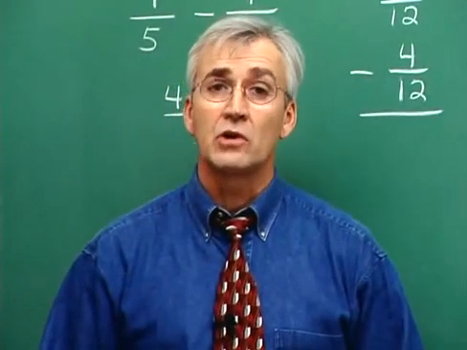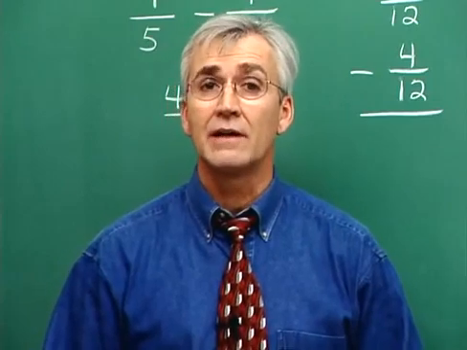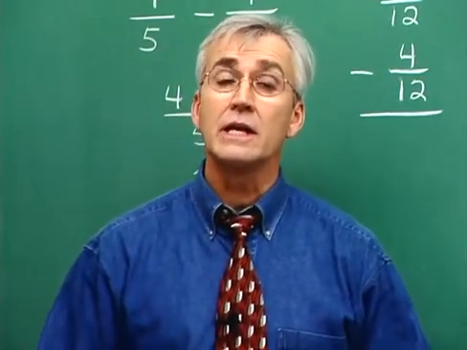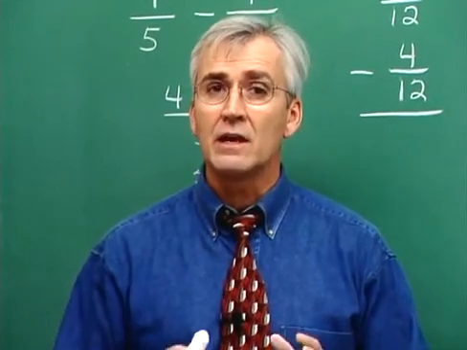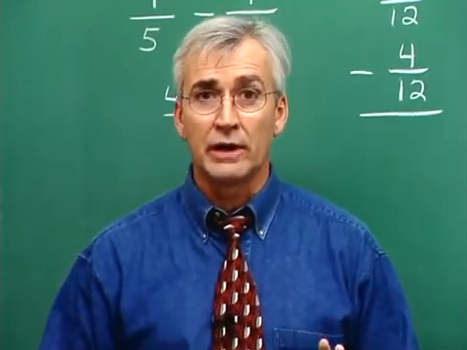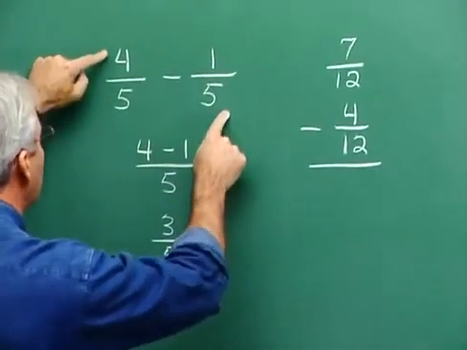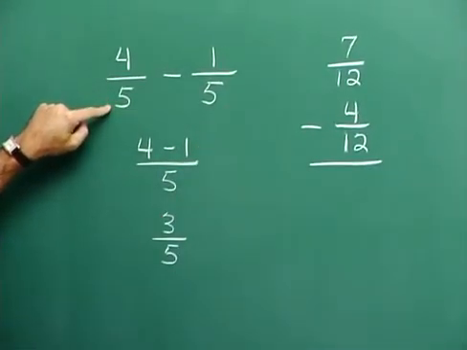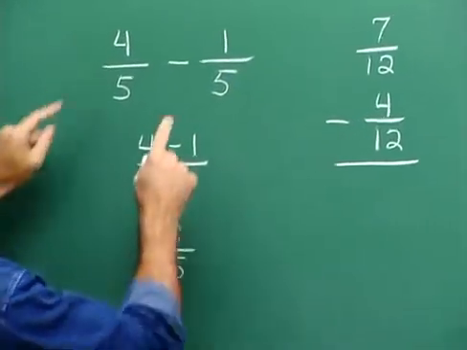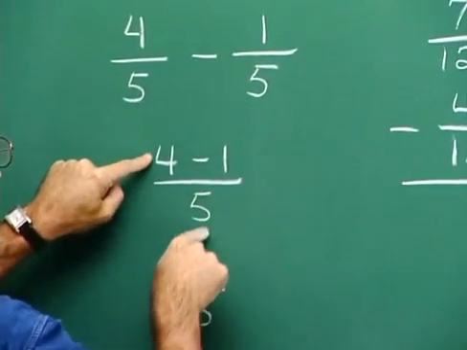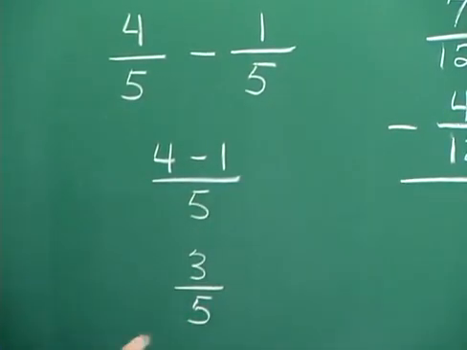The idea in subtracting fractions and mixed numbers is pretty much the same as the idea of adding, in the sense that we need common denominators in order to begin the process, and then we deal only with the numerators. For example, if we want to subtract 1/5 from 4/5, then we notice that we have common denominators, and all we do is subtract the numerators. So this is really 4 minus 1 over the common denominator 5. So the answer is 3/5.